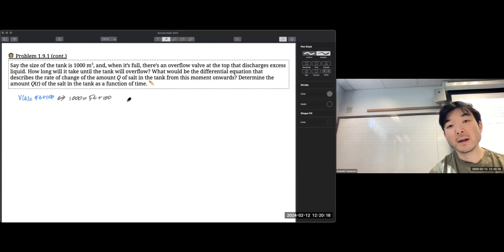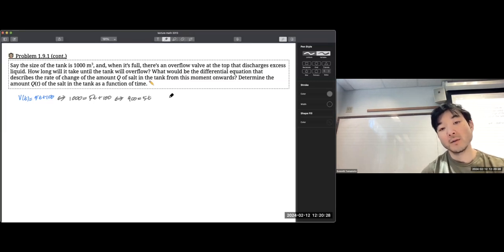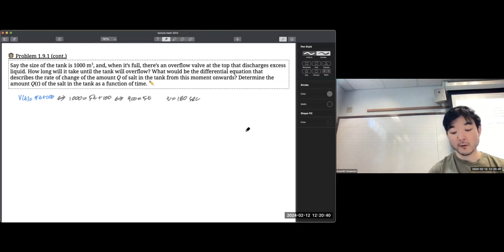And so you'll subtract 100, which is going to make it 900. It's equal to 5t, and then you can just divide. And if you do that, then you'll end up getting that t is equal to 180 seconds, I think. Yeah, so that's the time when it overflows.